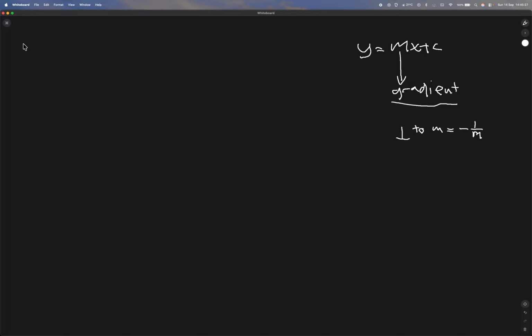Okay, let's try another one. So, find the equation of the line perpendicular to y equals half x minus 1 that passes through the point -4, 6. Okay, so first thing we're going to do is we're going to switch this to a perpendicular gradient. So m is equal to 1 on 2.